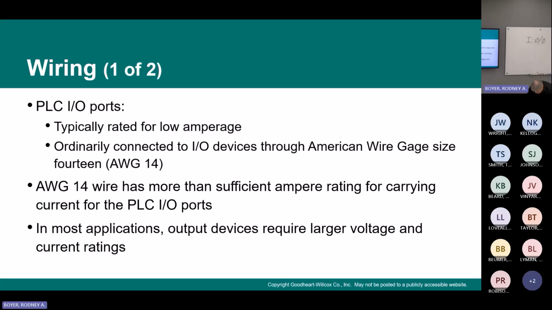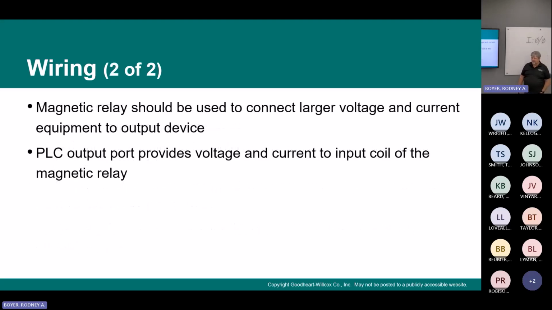Anything you're trying to switch that has a higher than a few milliamp current draw, you want to put a relay in between them. That is what is commonly referred to as an interposing relay. Remember that term, you will see it again. Most applications' output devices require larger voltage and current ratings, hence the need for the relay. And that relay should be used to connect larger equipment to output devices.